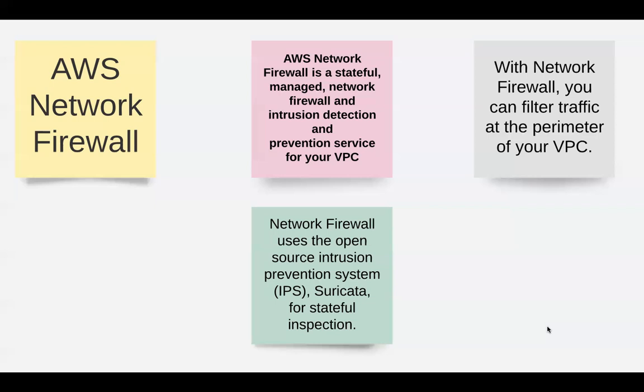So when you create any stateful rules for this network firewall, you can also mention the rules in Suricata format. And with the network firewall, you can filter traffic at the perimeter of your VPC, which is pretty cool. All of the traffic that comes into your VPC is first inspected by the network firewall, and all of the traffic that goes outside of your VPC is also inspected by the network firewall.